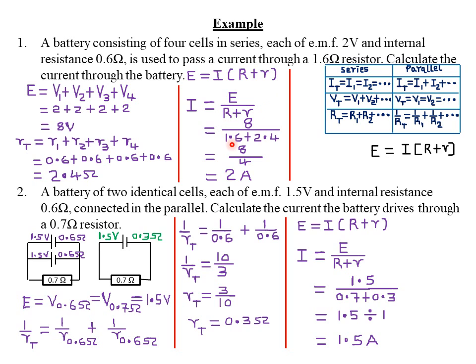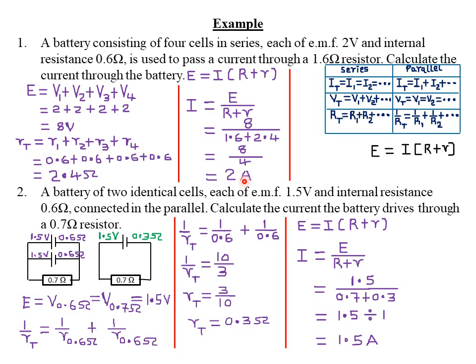So this is the external resistor, or the resistance of the external resistor, which is denoted by capital R. So R is 1.6 plus the total internal resistance, which we have computed as 2.4 ohms. So plus 2.4 ohms. This will give us 8 divided by 1.6 plus 2.4, which is 4. So 8 divided by 4, you'll get a total current through that particular battery of 2 amperes.